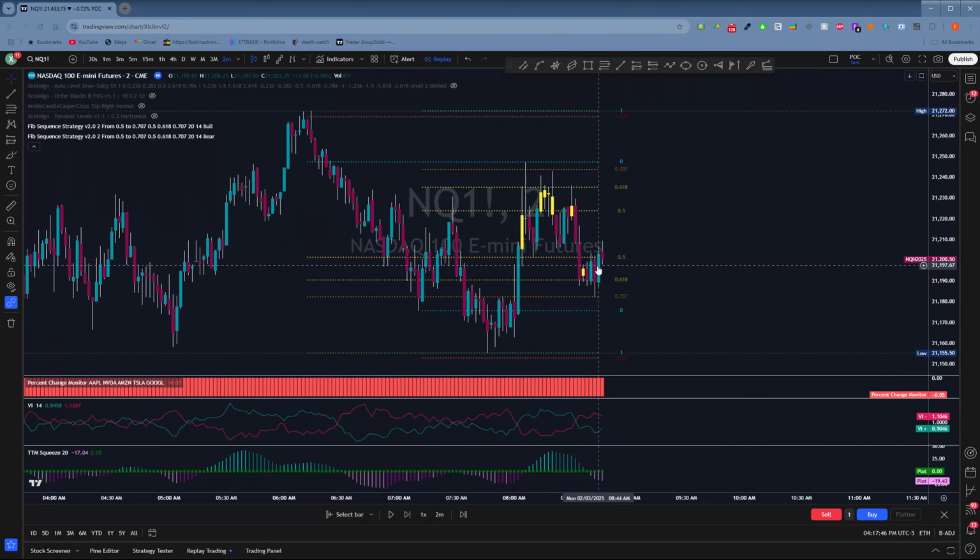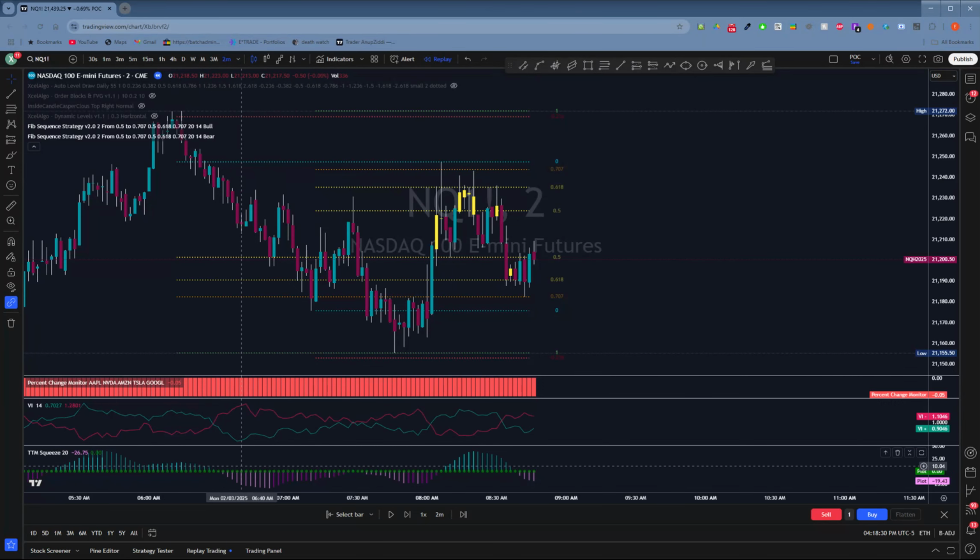This is Vortex and TTM Squeeze that I got from my buddy Ivan. Actually, he introduced them to me. I use these as additional confluence, which is nice. For TTM Squeeze, if it's green, it's bullish. If it's down here, it's bearish. For Vortex, if it's green, it's bullish. If it's red, it's bearish. I'm sorry, if green's above red, it's bearish. If red's above green, it's bullish.